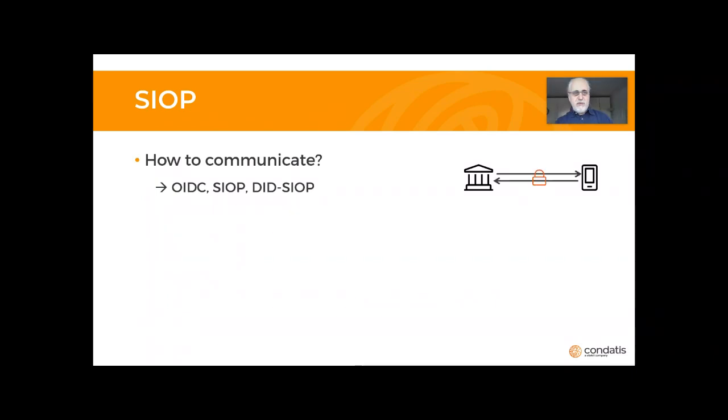SIOP, or Self-Issued OpenID Provider, is part of the OpenID Connect core specification. It's a part of the specification that allows for personal, self-hosted OpenID providers to issue self-signed ID tokens. In the world of decentralized identity, a wallet is a SIOP, a self-issued OpenID provider, an identity provider, and it's using OpenID Connect to communicate, to send and receive messages between the agents.